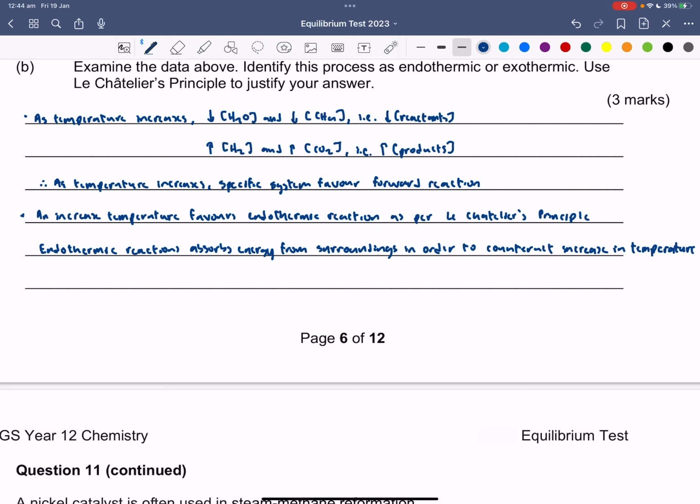Perfect. Therefore, put these two things together. The two things are that as temperature increases, we favor the forward reaction, and that an increase in temperature favors the endothermic reaction. Therefore, the forward reaction is endothermic. Perfect.